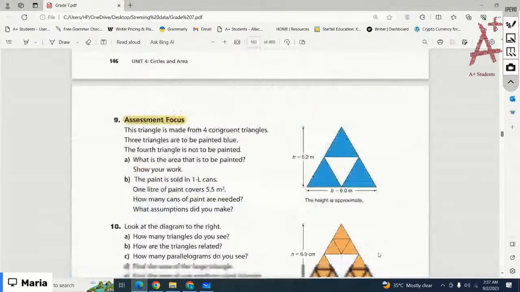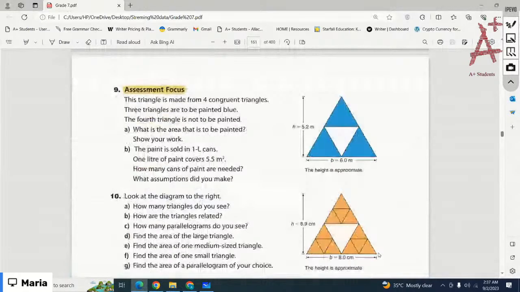The triangle is made up of 4 congruent triangles. 3 triangles are to be painted blue. The fourth triangle is not to be painted. What is the area that is to be painted? You have to calculate the area of the triangle that you have to paint.